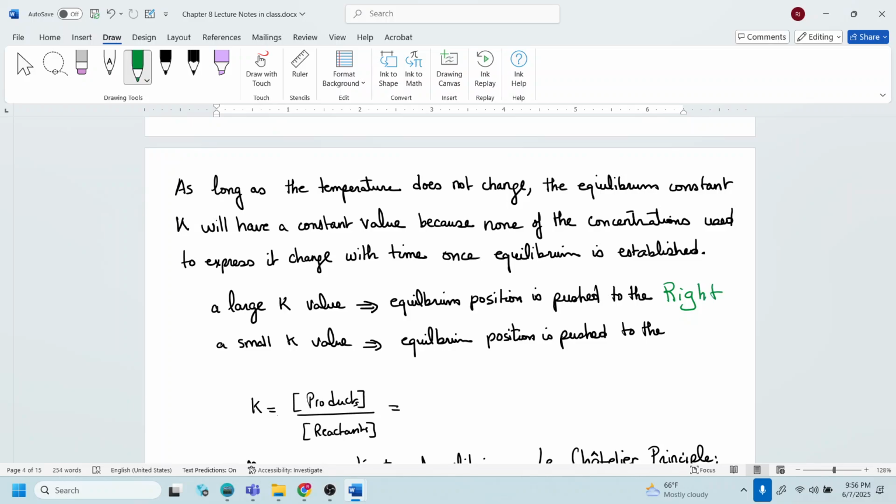And if K is a small value, then in this case, the equilibrium is going to be pushed to the reactant side, so it's going to be pushed to the left.